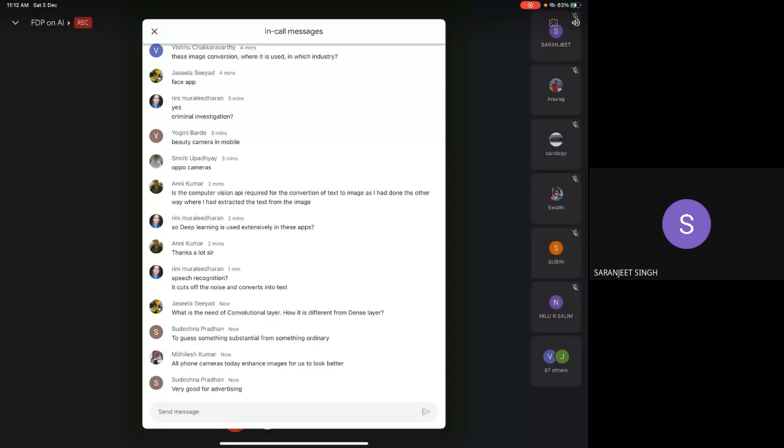Yes, good advertising. Right now deep learning does not require any advertising. Advertising is only being done for those which do not have the potential.